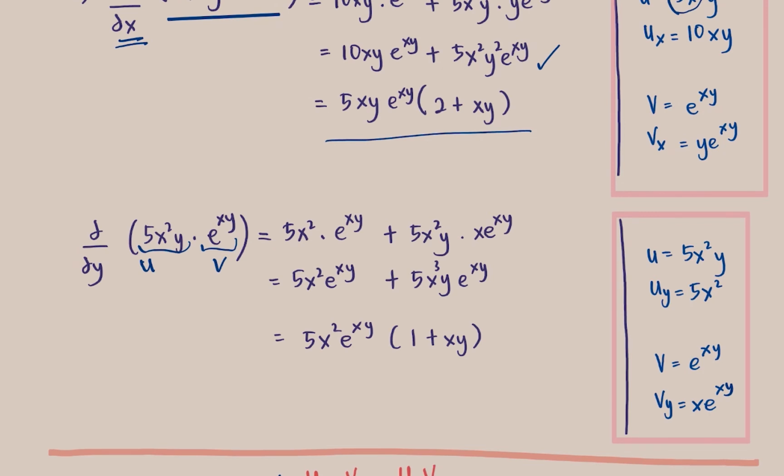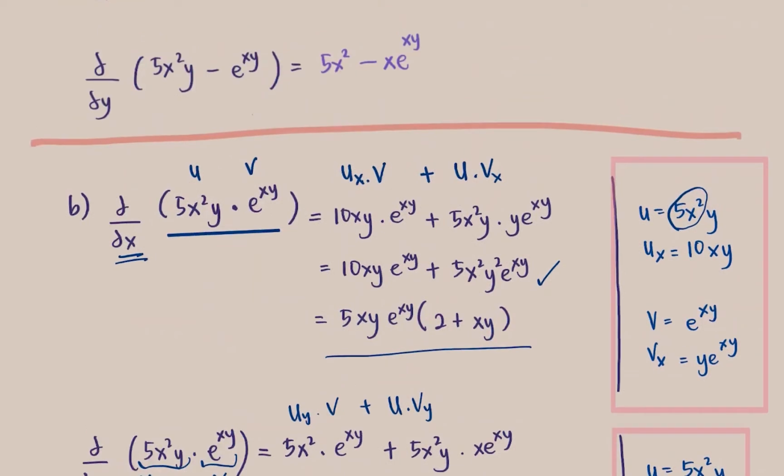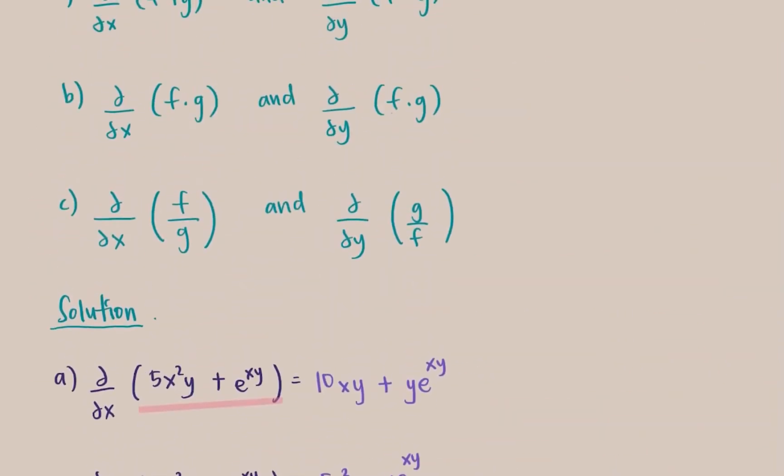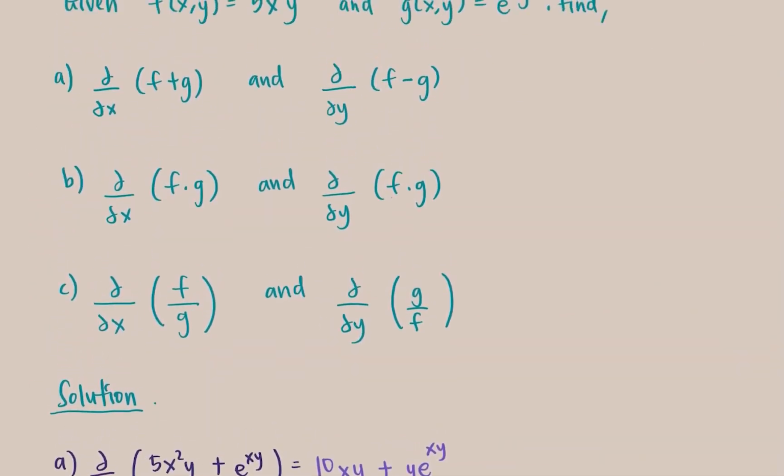Then, plug in the formula for the product rule. This would be uy times v plus u times vy. Plug in accordingly and later on expand. Then factorize the common factor. Now let's see the next question, which is this one, C.